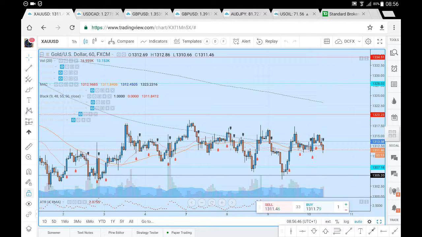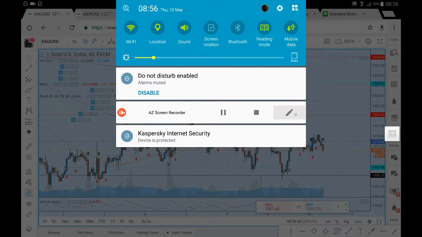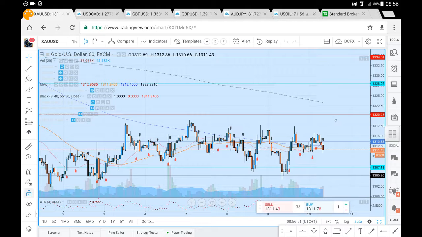So this is the XAUUSD analysis for Thursday, the 10th of May. Now let's have a look at what happened to prices and where prices may likely go. Previously we mentioned that we were around a very strong level from the daily chart, around 1305. We saw a bullish bounce from 1305 all the way up towards the level we previously mentioned, around 1750, from which we had a pullback.